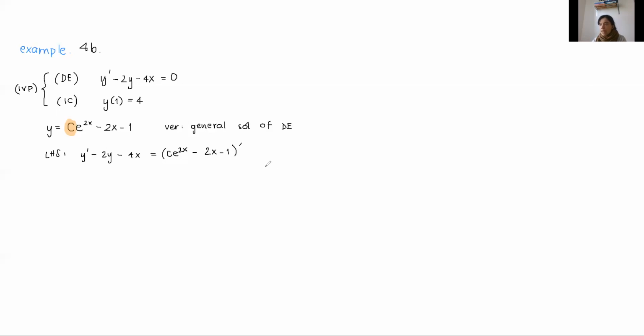This is just y prime. Then I have minus 2 times y, so minus 2 times c e to the 2x minus 2x minus 1. And then I still have minus 4x. Of course, I don't have to replace x because what I'm trying to do now is just replace the values of the constant to see if they correspond. So essentially, I've replaced y prime over here with this term, and I've replaced this y over here with the function over here. Okay.